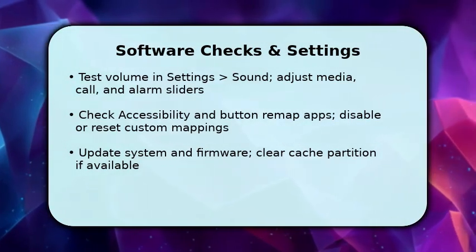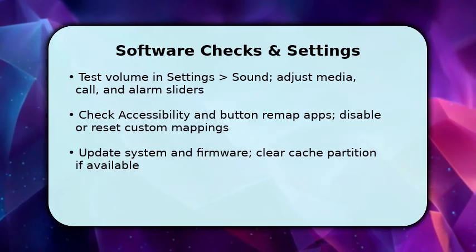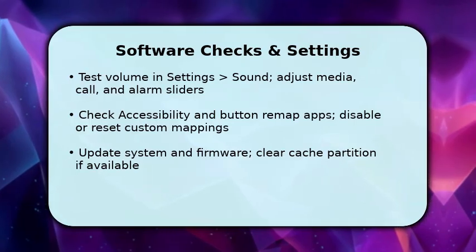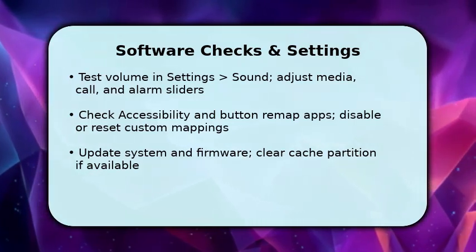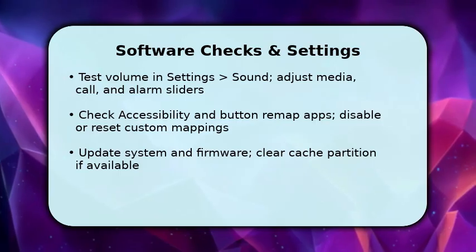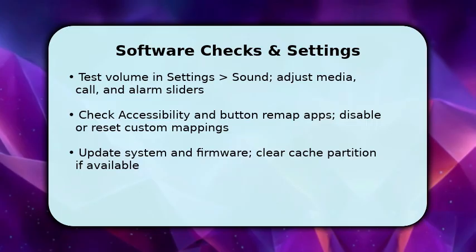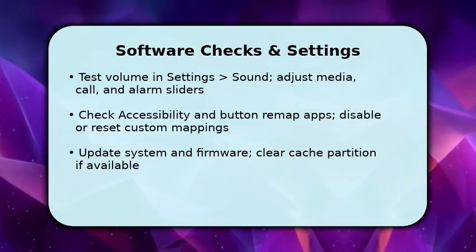Open settings, sound, and manually move media, call, and alarm sliders to ensure the OS responds. If sliders move, the button is likely mapped. Check accessibility shortcuts and any button remap apps, then disable or reset them. Make sure your system and firmware are up to date because updates can fix driver issues.